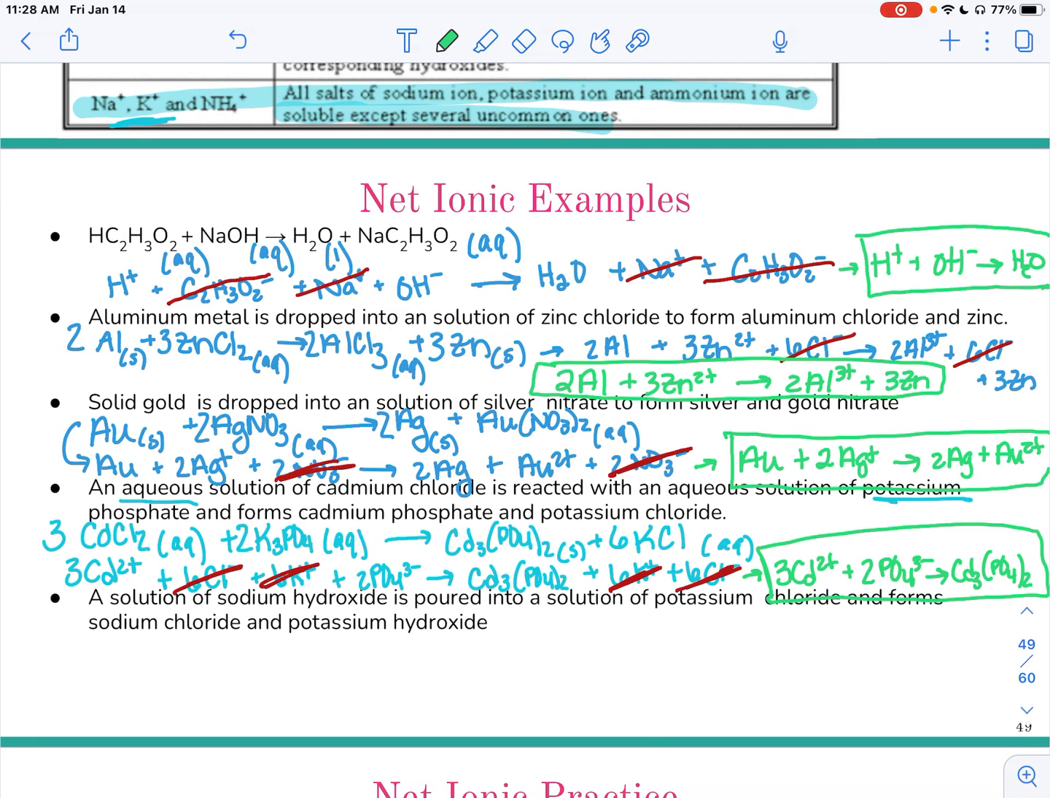All right, so now I'm going to try the last one here. A solution of sodium hydroxide. Usually when you see a solution, it's going to be aqueous no matter what. You can always check, everything with sodium is aqueous. So sodium hydroxide is added to potassium chloride, which we also know is aqueous. And it's going to form sodium chloride and potassium hydroxide.